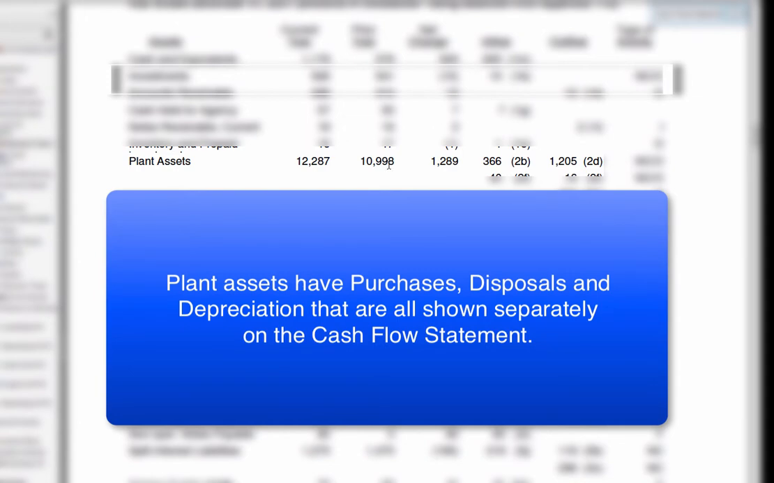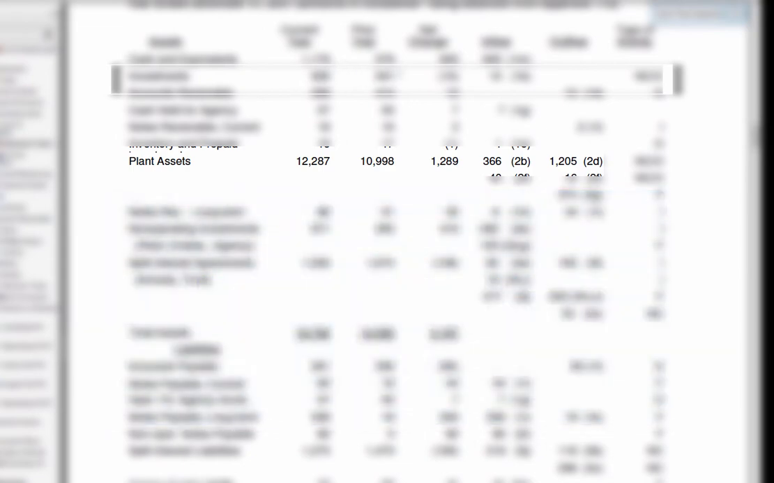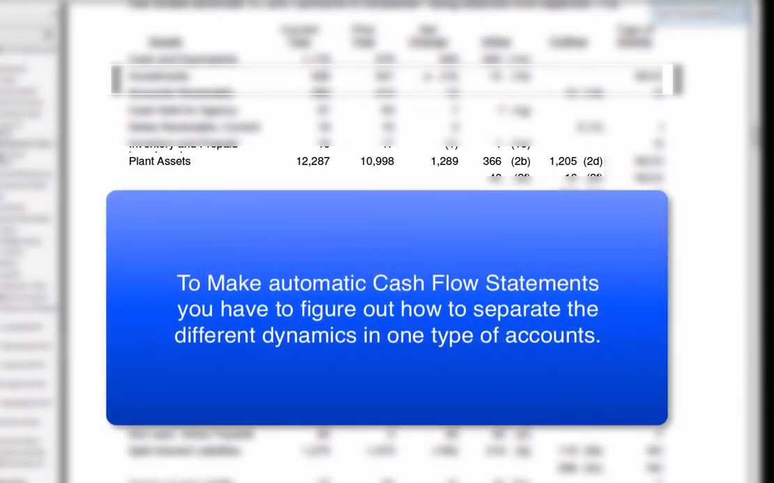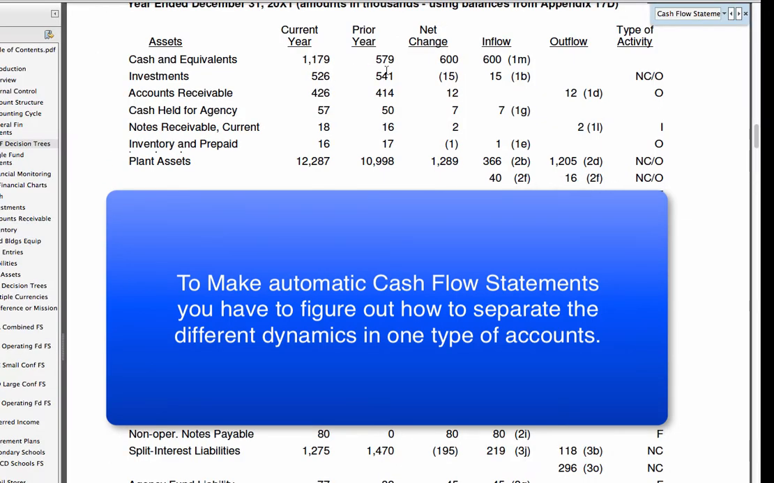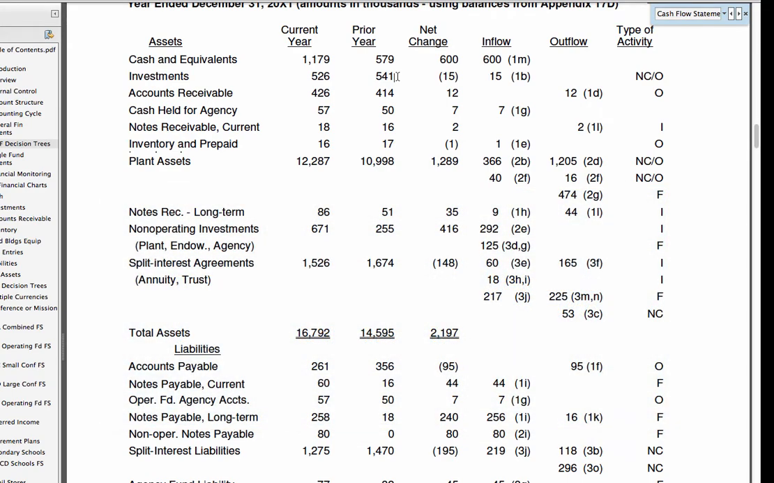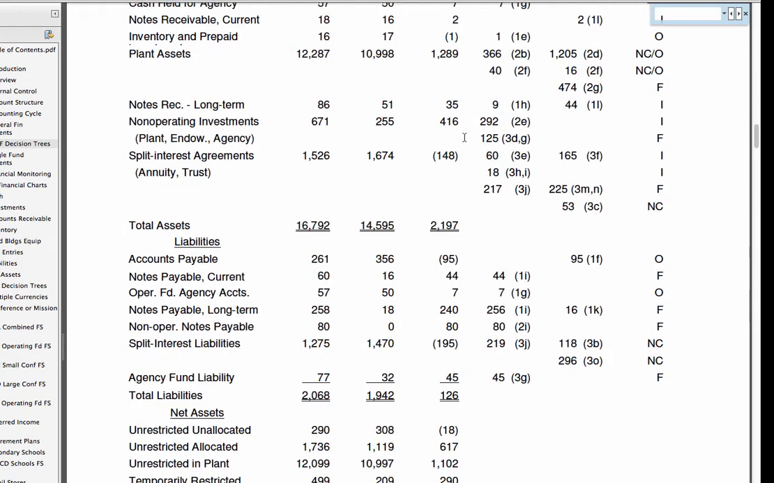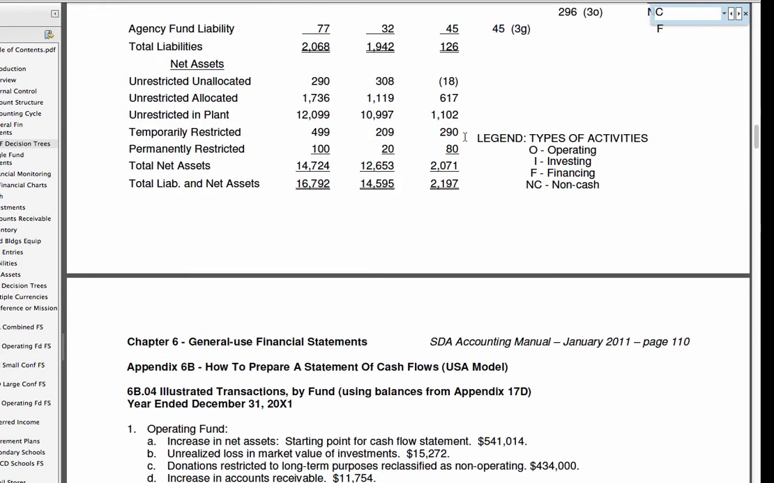So what we have to do, when we make automatic financial statements, is make some assumptions. Why did that number go to that number? Why did the 541 go to 526? Well, we have two dynamics going on. We purchased investments and we've sold some investments, and each of those dynamics is shown separately on the cash flow statement. Okay, so you're clear on that. We went from 541 to 526, and the difference is 15, and this is slightly complicated to look for.